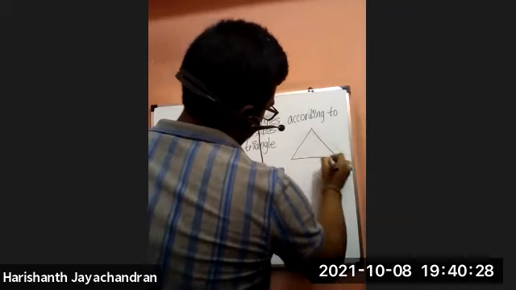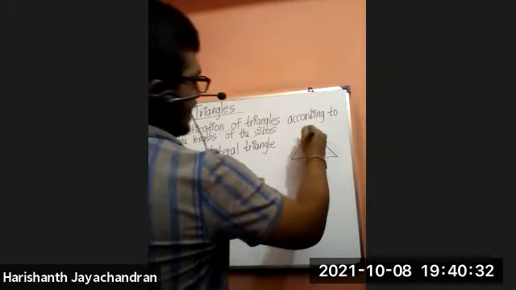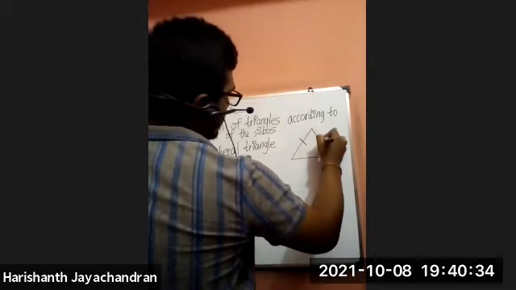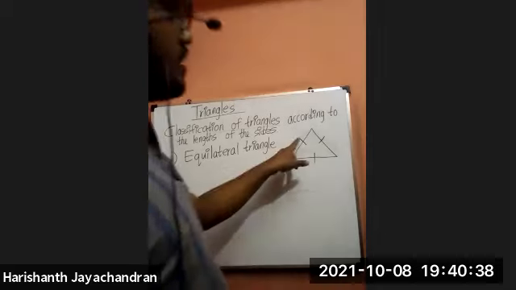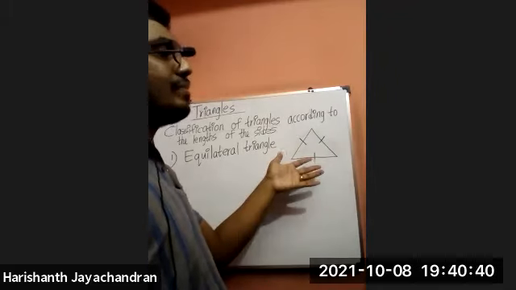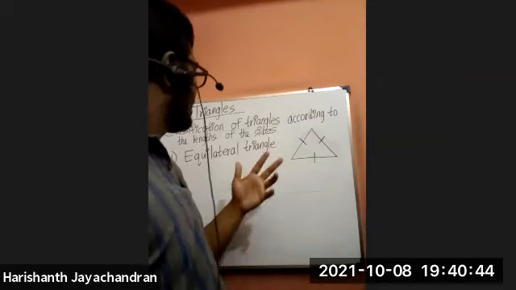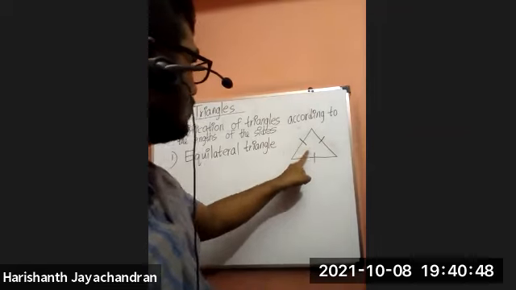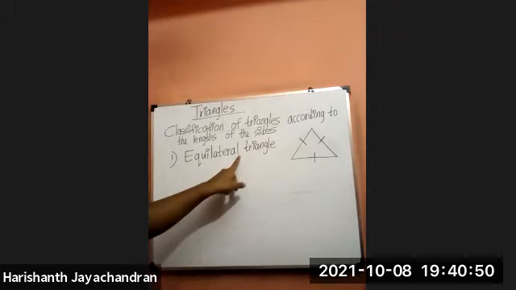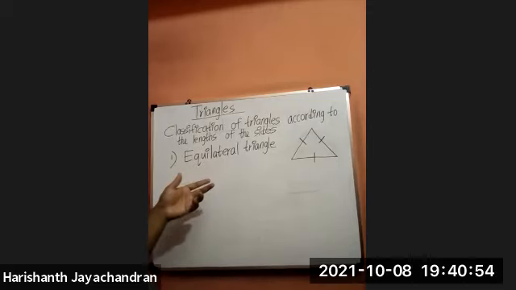And then I'm going to mark the same symbol on each side. What does that mean, guys? If I mark the same symbol on all three sides, what does that mean? It means all three sides are equal. So I don't need to study the theory part. By looking at this, I will know all three sides are equal, then we call it what? Equilateral triangle. So it's easy now.